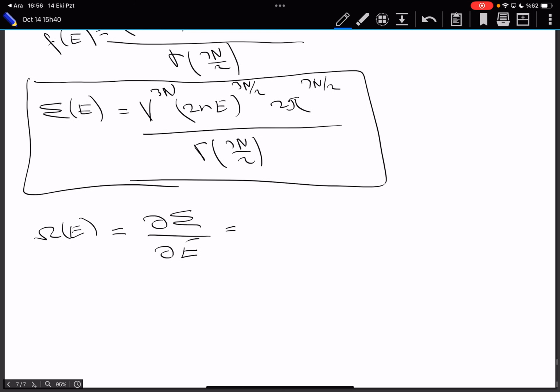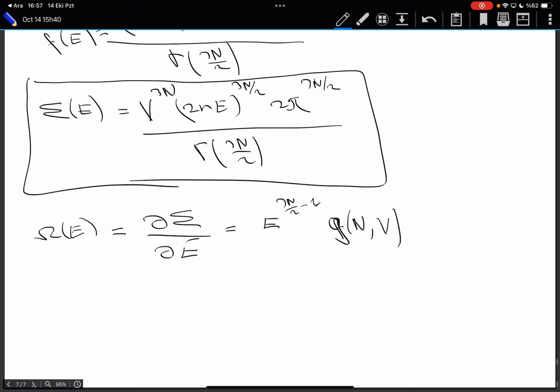This is, let me write it in this form, e to the power 3n over 2 minus 1 times some other function of n and v. You can calculate that function. It's just those factors of pi's and gammas, etc.